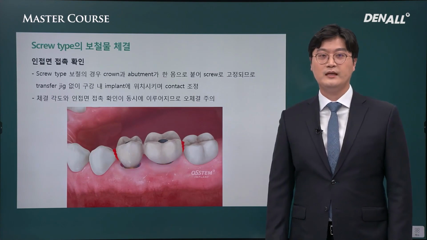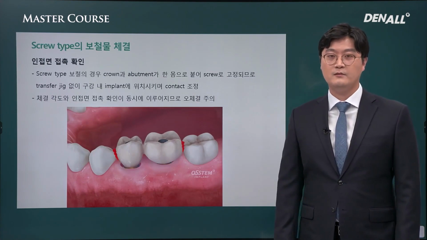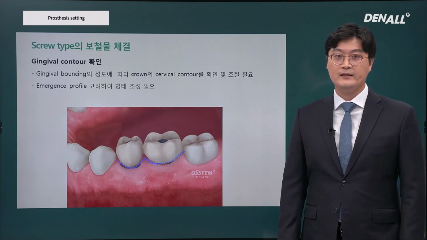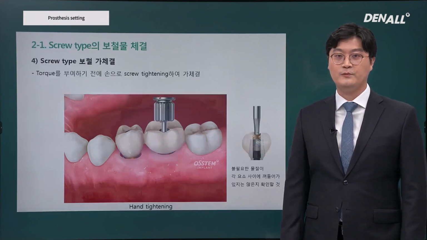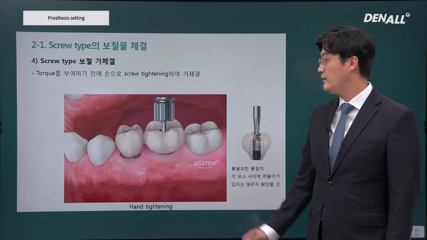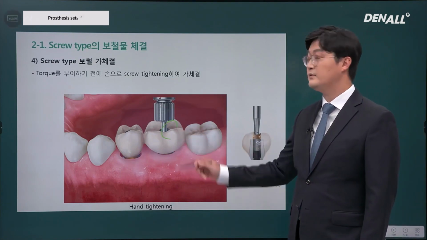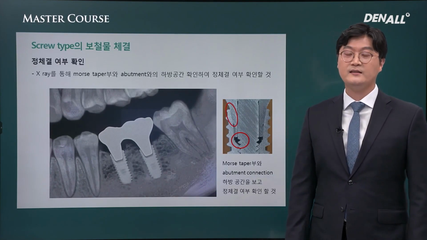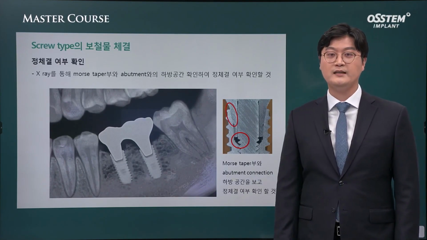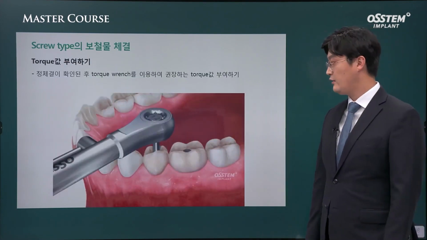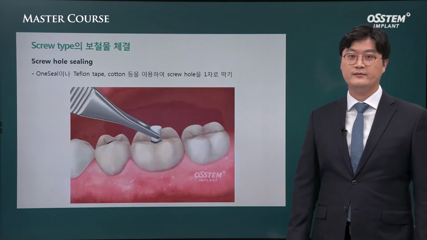In the case of screw type, you need to check the contact. You need to tighten and untighten the screw. You need to look at the gingival contour, and if it looks okay, then you need to tighten using the torque recommended by the company. You need to check the final prosthesis with X-ray images. You need to tighten repeatedly as shown.